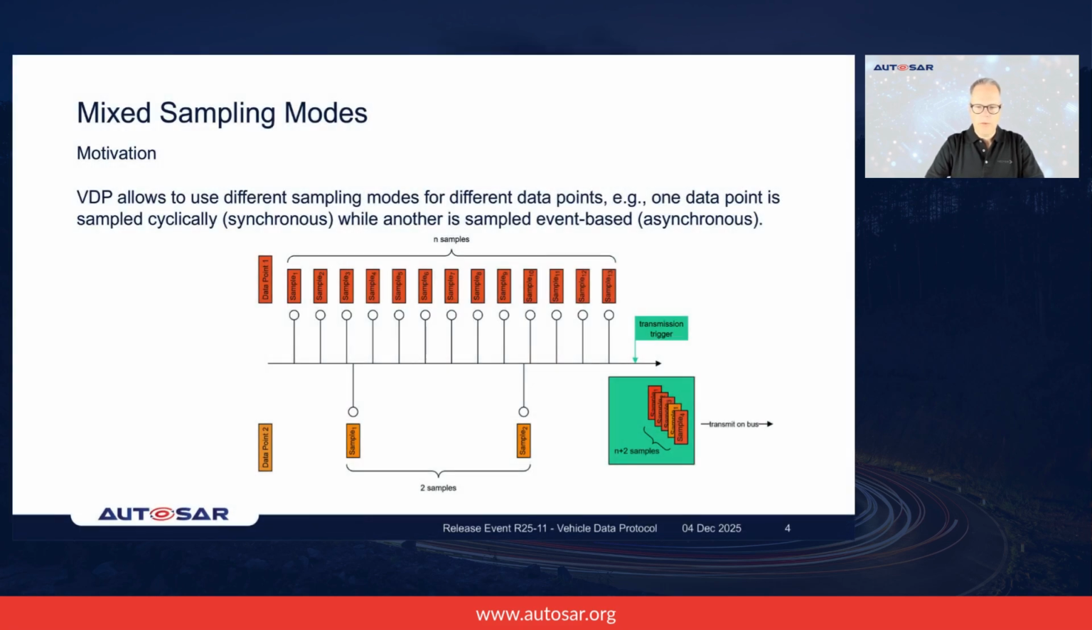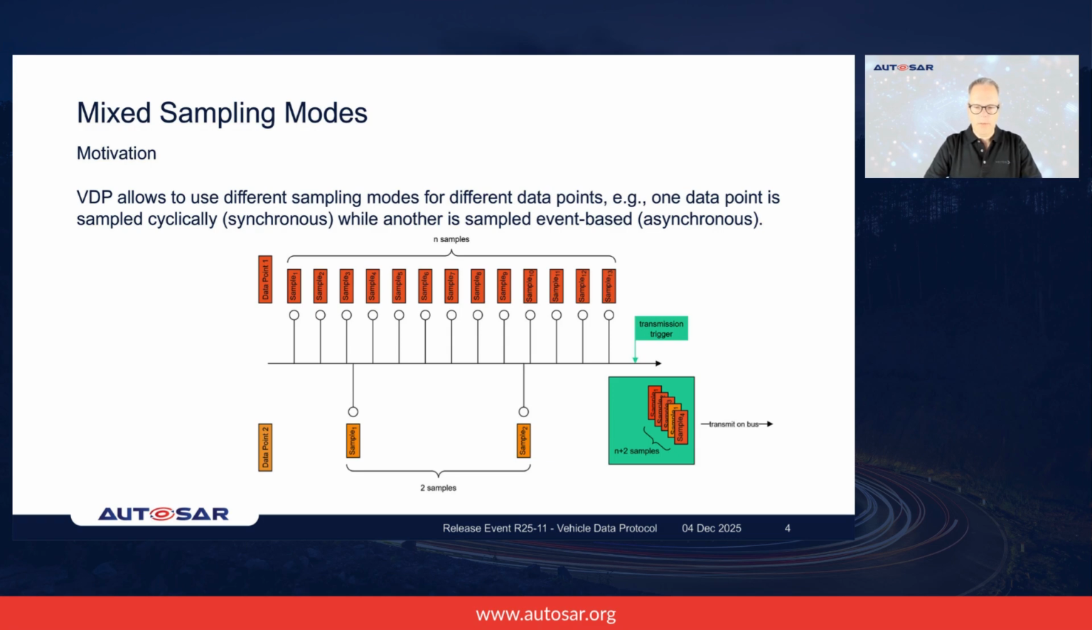Data collection may require different sampling modes depending on the type of data point. For example, the voltage of the battery may require cyclic sampling, while state transitions may be better sampled event-based. The VDP supports these different sampling modes, and they can be configured dynamically for different data points at runtime.